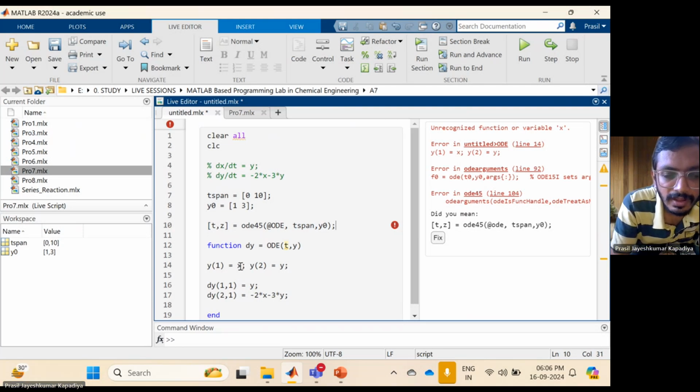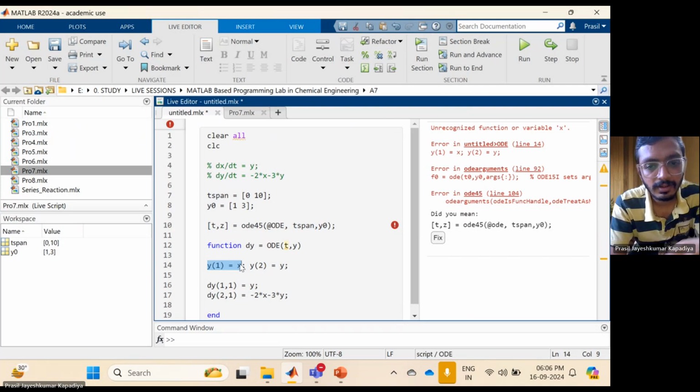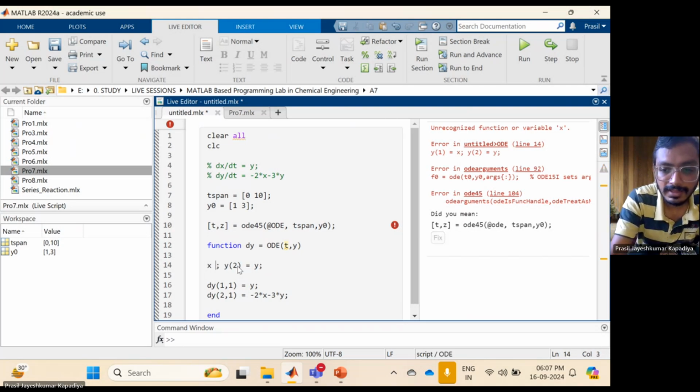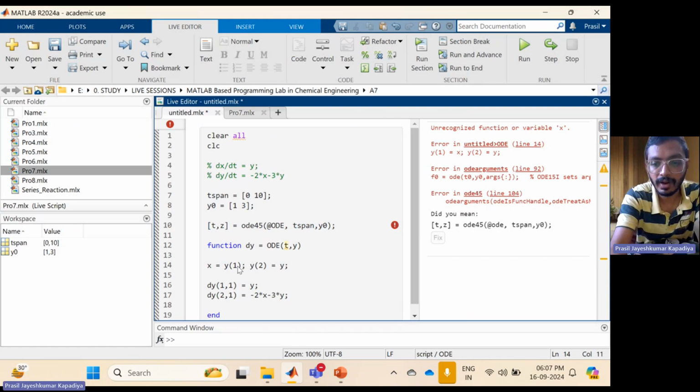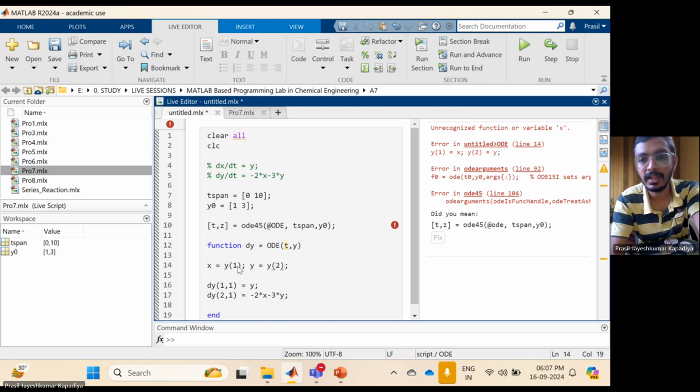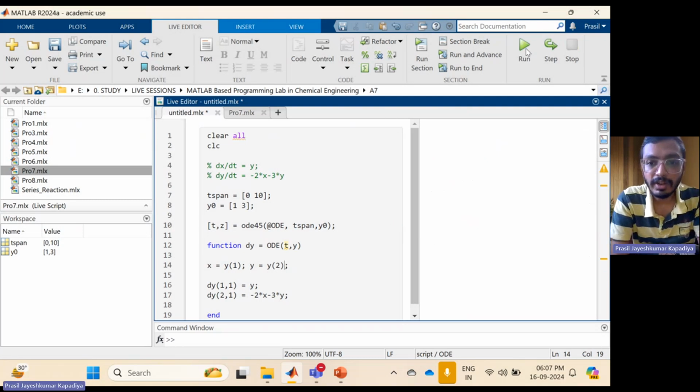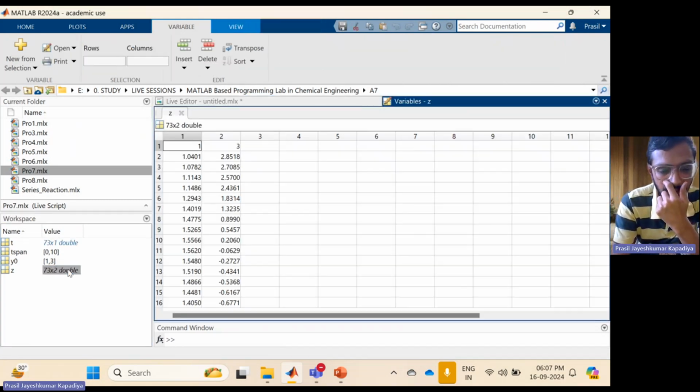Sorry, we need to write it in reverse. x is equal to y of 1 and y is equal to y of 2. So when we run this, we will have a matrix with two columns. For z, my first column is x, and the second column is y.